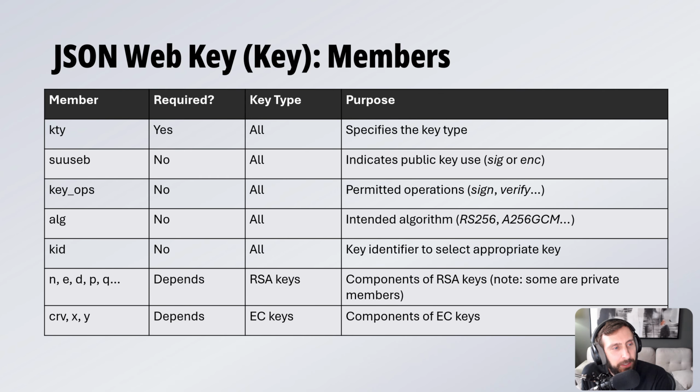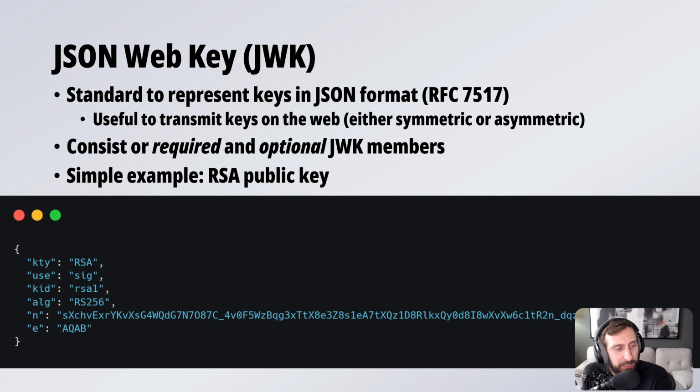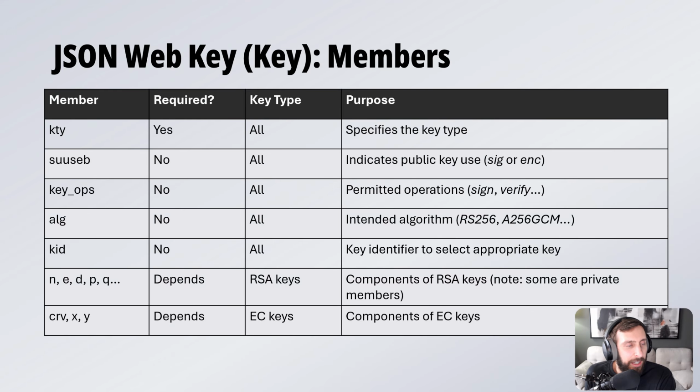There looks to be a bit of a typo there. The second one should be use. Apologies for that. As you can see, the example is correct, but I mistyped big time in that second row. That should be use, and that can indicate whether it's for signatures or encryption. We have key operations or key ops, which is the permitted operations for that key. We have the algorithm in use, of course, very important.